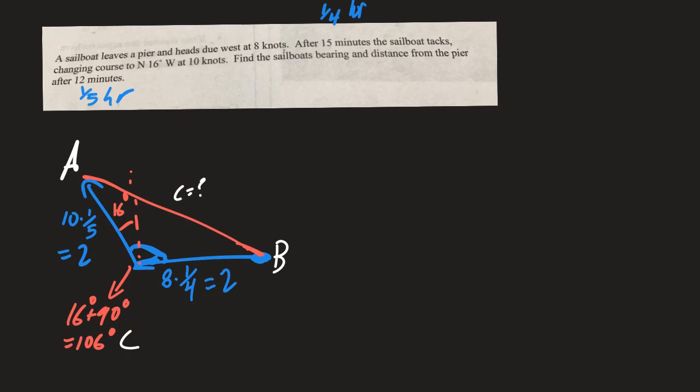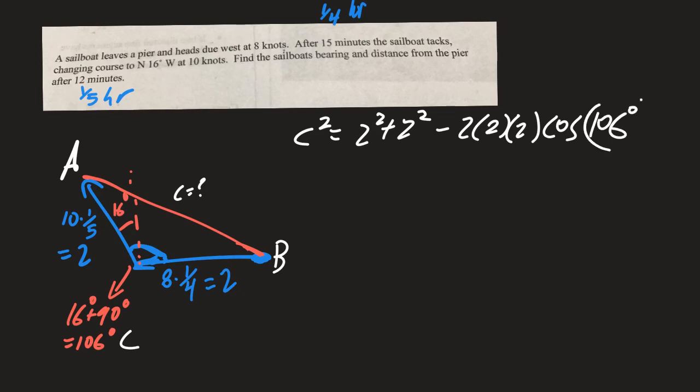Okay, so if we start solving for little c, we can say, hey, again, c squared equals 2 squared plus 2 squared minus 2 cosine 106. And we're going to find that c is 3.195 miles. And that's going to be my distance from A to B, from where the pier is to the sailboat.